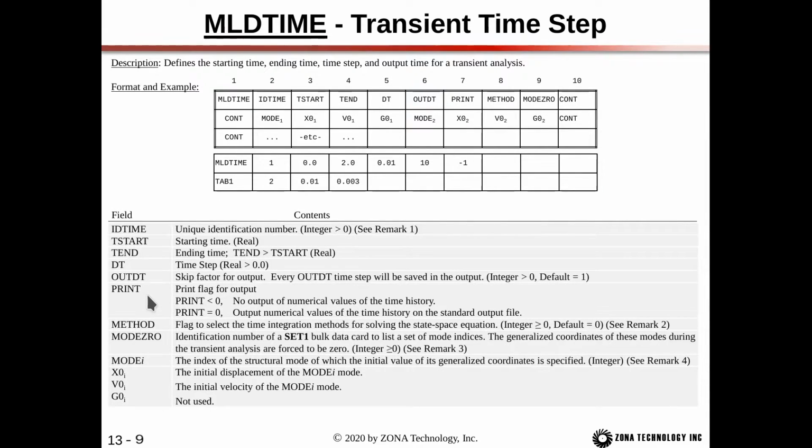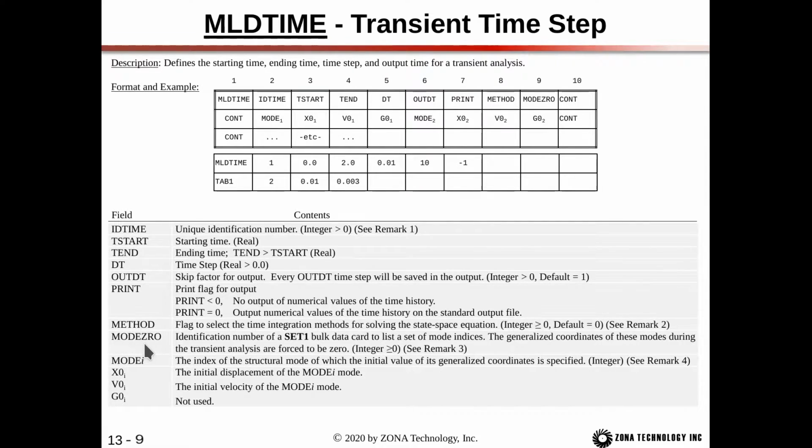Then we have a print flag. The default is 0, where we output numerical values of the time history on the standard output file. If print is negative, then we suppress the output. Next we have a method. This is an integer flag to select the time integration method for solving the state space time equation. We'll see that on the next slide in the remarks.